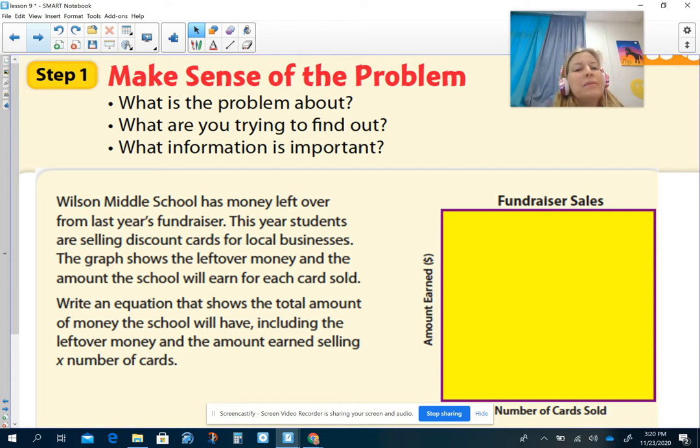Wilson Middle School has money left over from last year's fundraiser. This year's students are selling discount cards for local businesses. The graph shows the leftover money and the amount the school will earn for each card sold. Write an equation that shows the total amount of money the school will have, including leftover money, and the amount earned selling X number of cards. So this actually doesn't seem different from some of the stuff that we've done, some of the stuff you've seen in 7th grade.